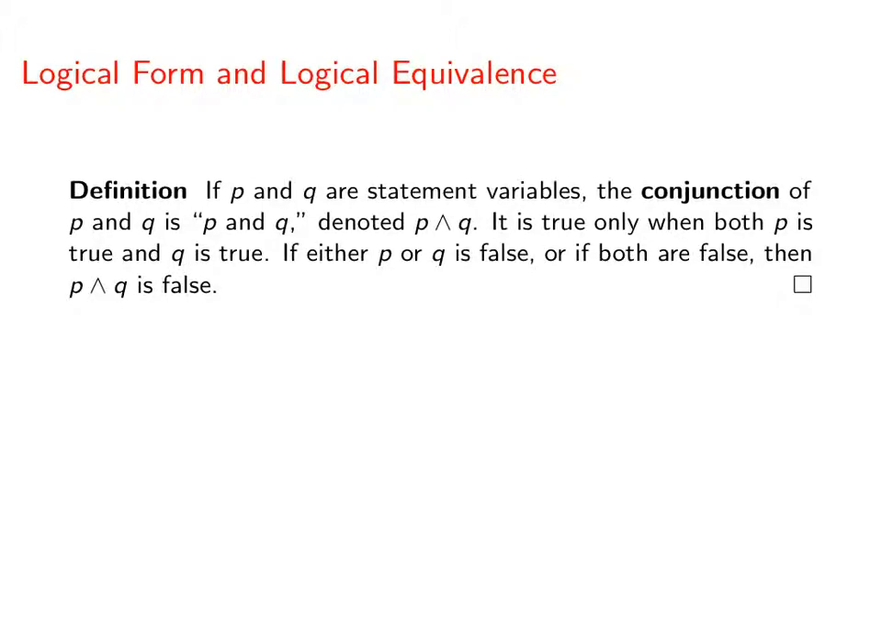And finally, we have our conjunction. This is P and Q. The only time this is true is when both P and Q are true. If either of them is false or both are false, then P and Q is false.